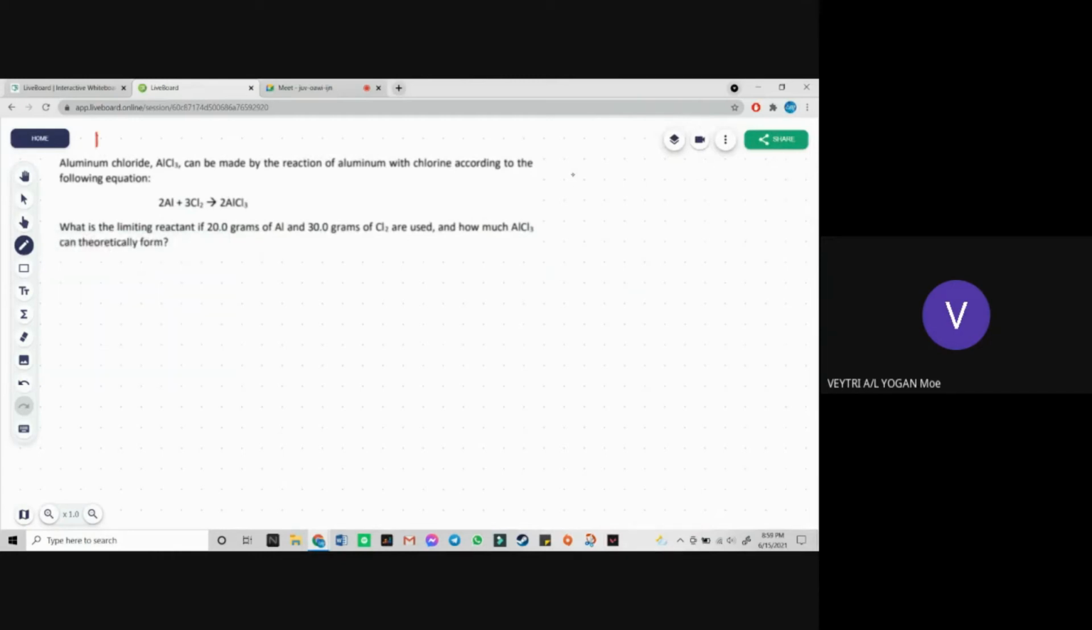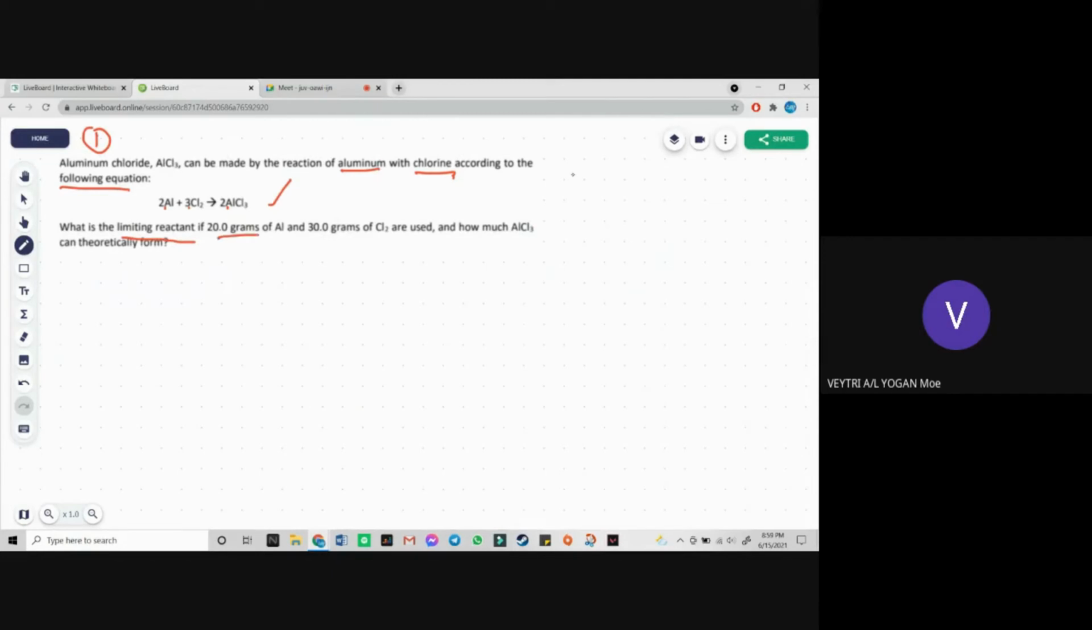The first question, aluminium chloride, AlCl3, can be made by the reaction of aluminium with chlorine according to the following equation. Dah beri equation, jangan guna terus. Check dulu, balance ke tak. Kalau tak balance, you still use it, it's gonna go haywire. Check dulu balance ke tak, okay? 2 aluminium kiri, 2 aluminium kanan, balance. 3 darab 2, 6 klorin kiri, 2 darab 3, 6 klorin kanan, balance, safe to use. Now, what is the limiting reactant? Dia suruh cari limiting reactant.